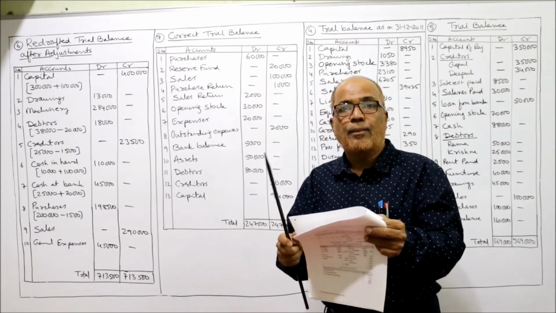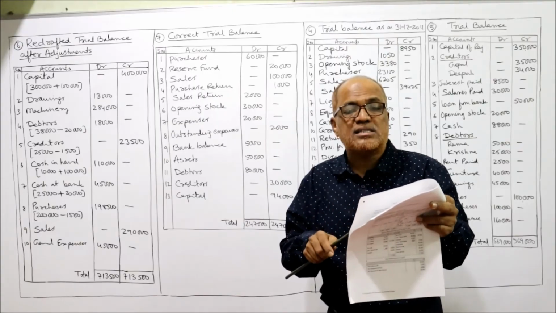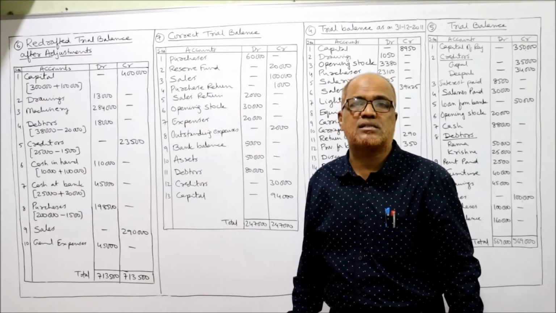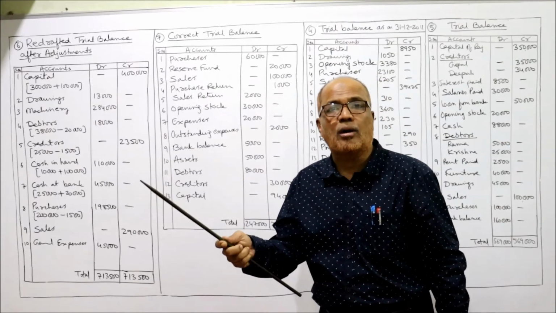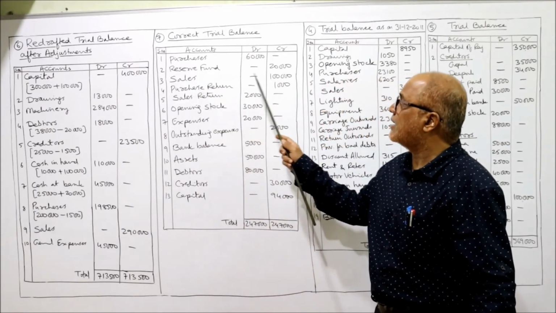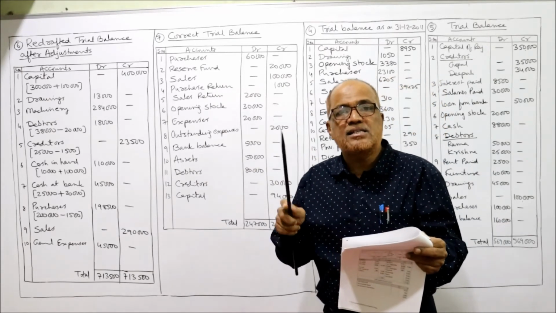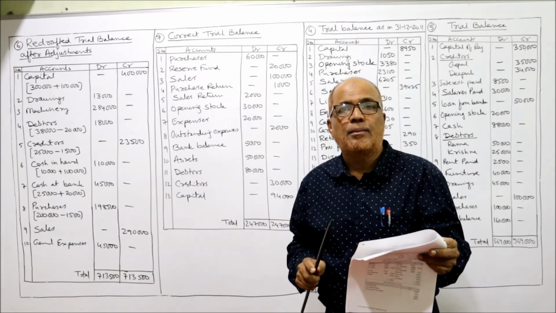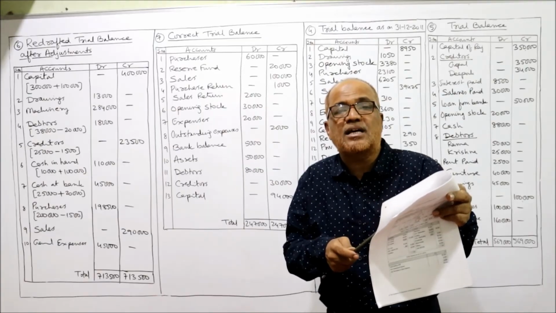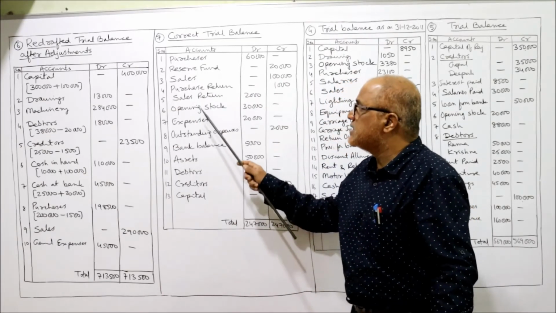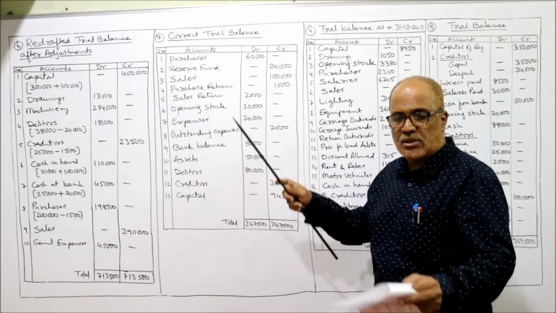Purchase return. Purchase return wrongly is taken in the debit column. Purchase return will show credit balance. It should be taken in the credit column. So purchase return I have correctly taken in the credit column. Now sales return. Sales return will show debit balance. But in the problem, by mistake, it is taken in the credit column. Now I take it in the debit column. Sales return debit column 2000.